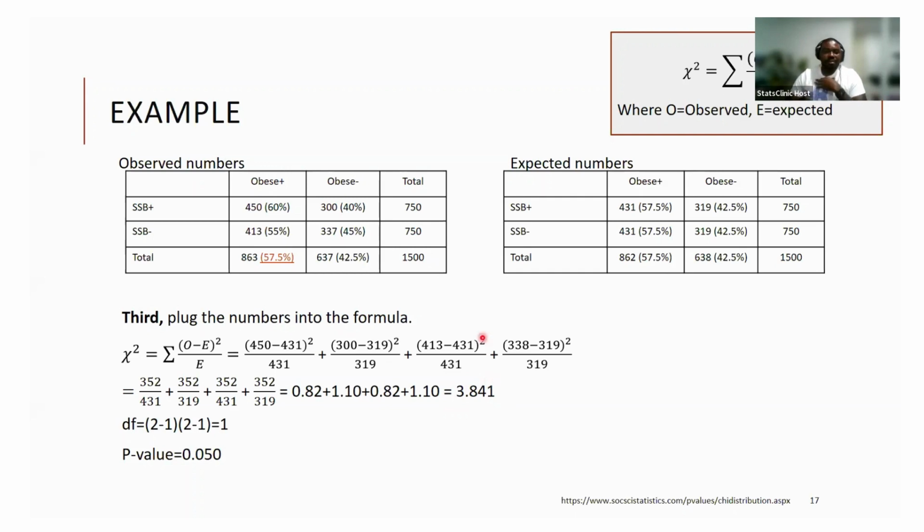Let me take that again. Once you have filled out the table of observed numbers and the expected numbers like this, you take the numbers in each cell, 450 and 431, and you subtract them from each other. You square it, and you divide by the corresponding expected number. You do the same thing for this cell, 300 minus 319, and divide by the corresponding expected number. Then you do that for the other 2. The rest of it is just math. When you calculate it, you get 3.841.